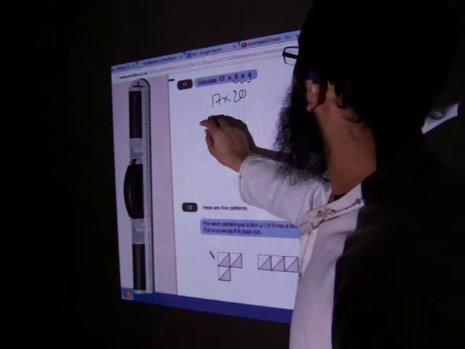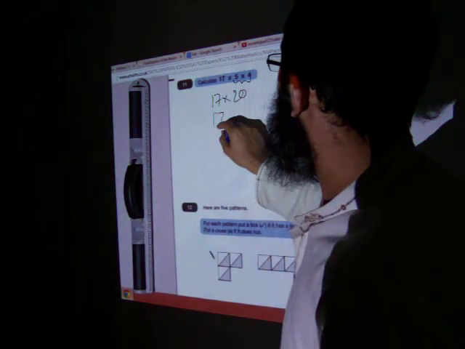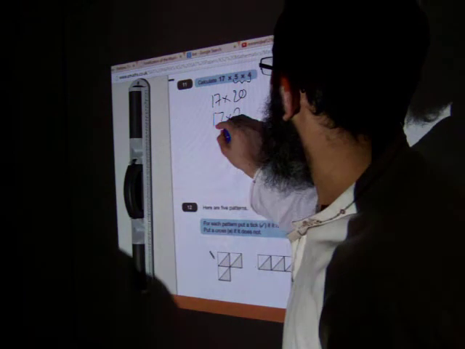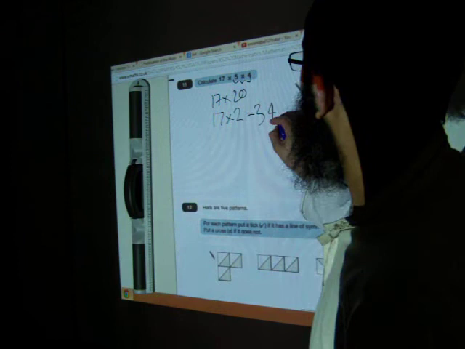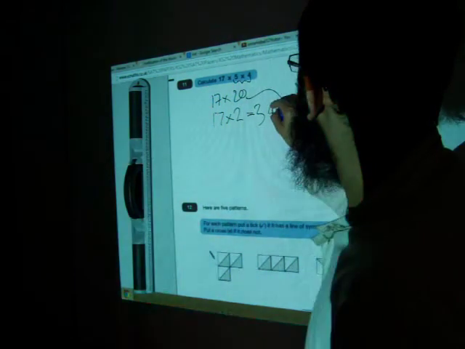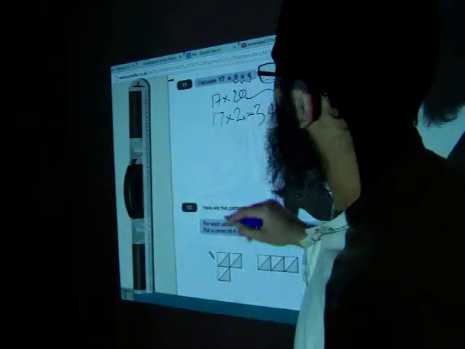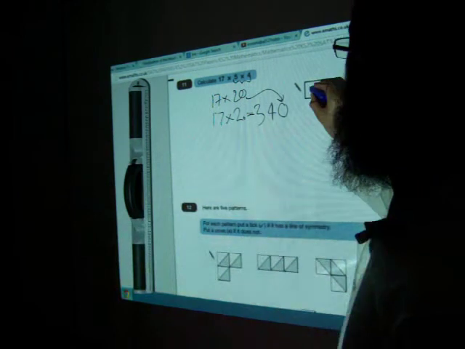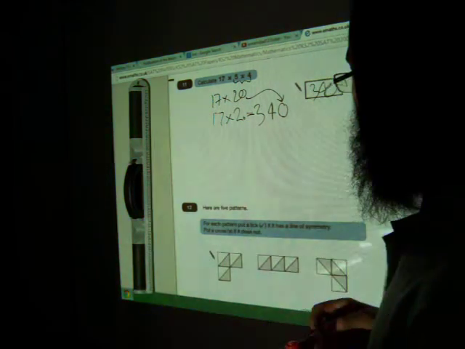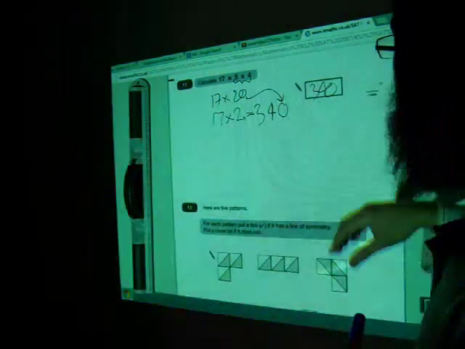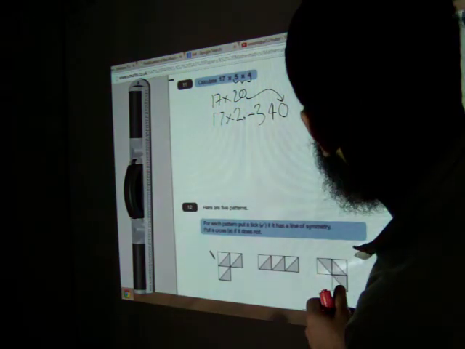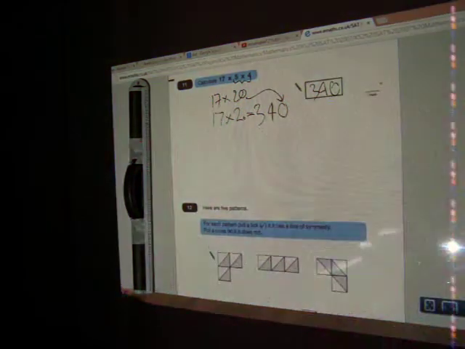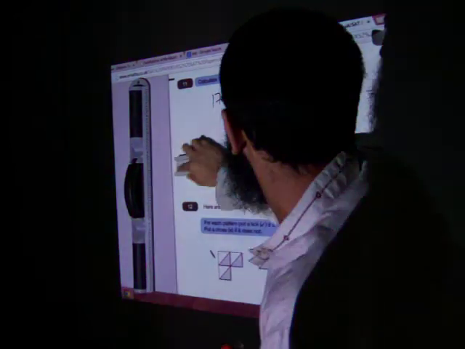Hafsa said to do 17 times by 2. 17 times by 2 is? 34. And then what do we do? Add 0. Add the 0 there. 340. Okay, and that's same as multiplying by 20. So you happy with that? Yeah. Beautiful. 340 is the answer. Okay. Right. Let's move on to the next question, please.